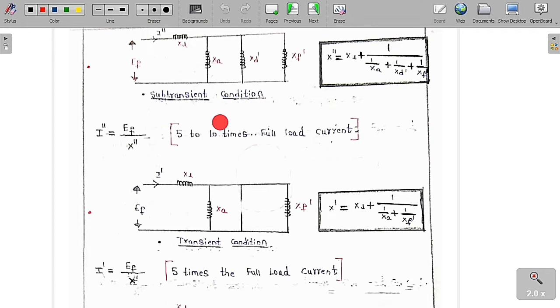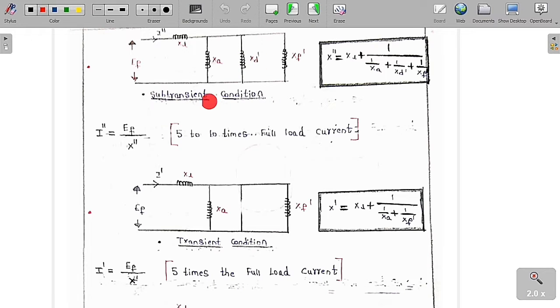Subtransient condition means, clearly, this is the overall EMF induced at this short circuit condition. E_F is called the EMF induced per phase, X_L is called the leakage reactance, X_A is called the armature reaction reactance, and this is called X_D dash, and this is X_F dash, the field winding reactance and damper winding reactance.